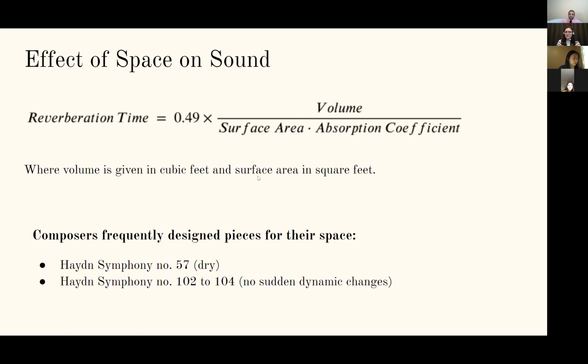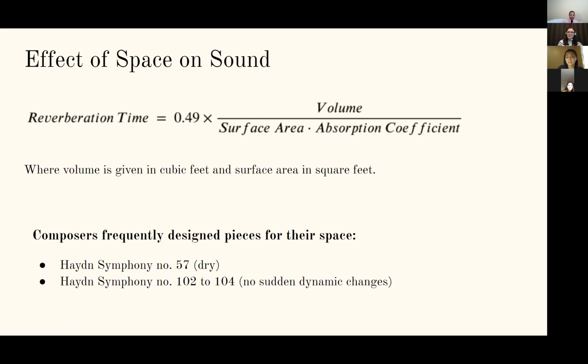This equation was pioneered by Sabine in the early 1900s, but composers from much longer ago already noticed this effect of space on sound. One of the main examples is Haydn. In Symphony Number 57, he composed the piece to be very light and staccato. This was done for the music room he was in, which was known for having a dry sound.